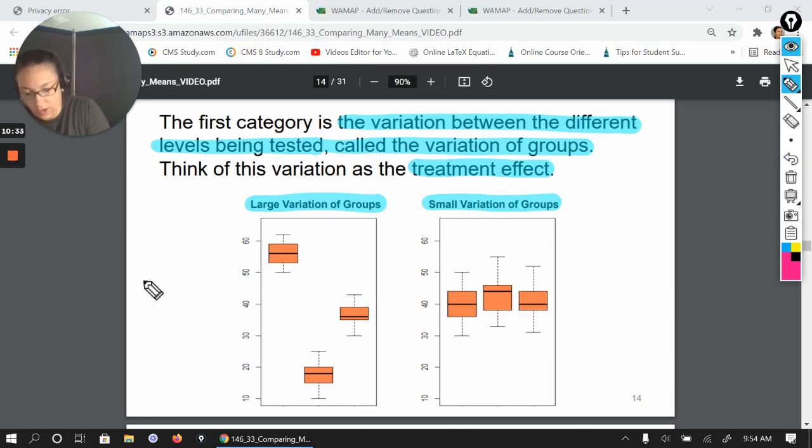So a large variation would likely result in rejecting the null hypothesis, whereas a small variation of groups would likely result in failing to reject the null hypothesis.